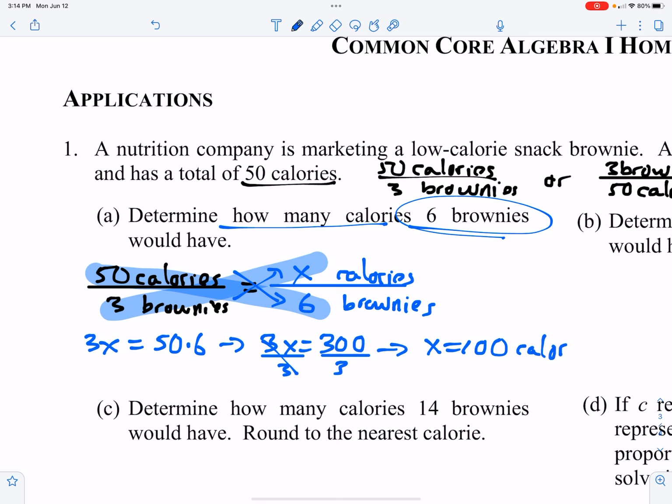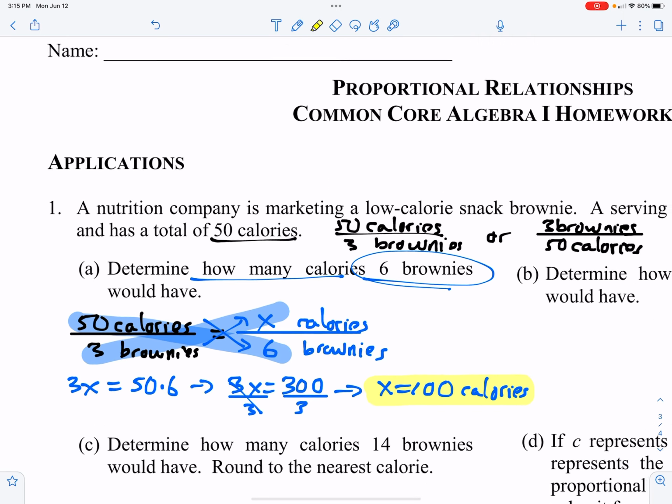So yes, you could look at it in terms of, okay, 6 is double 3, so my calories must be double 50 calories. And yes, 100 is double 50 calories. So there are quite a few ways that we can work a proportional reasoning problem. I'm going to show this to you once, just to show you that it works, but I'm going to stay consistent with the rest of how I choose to do the problem.